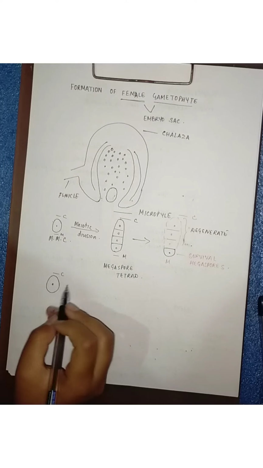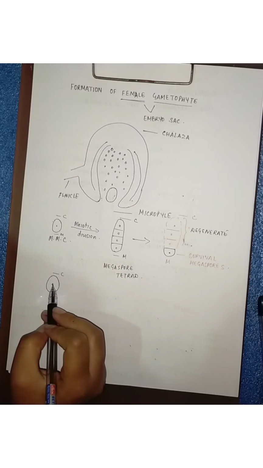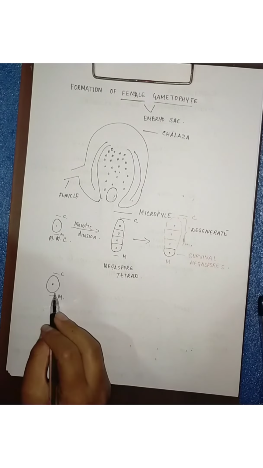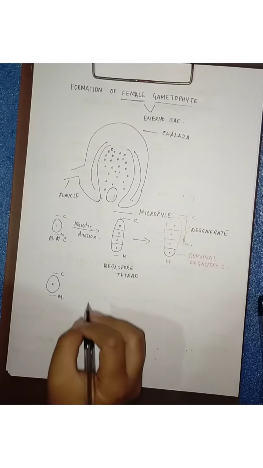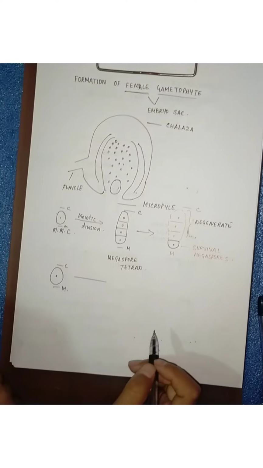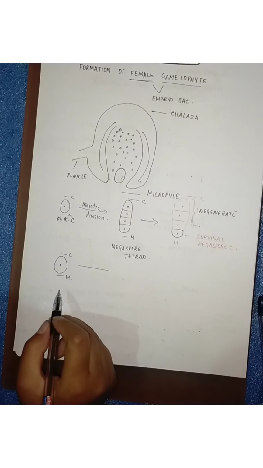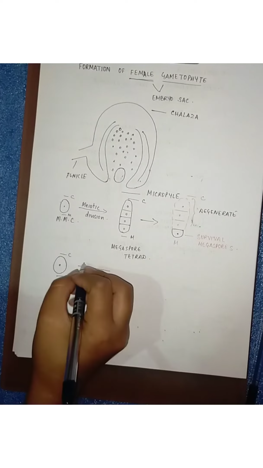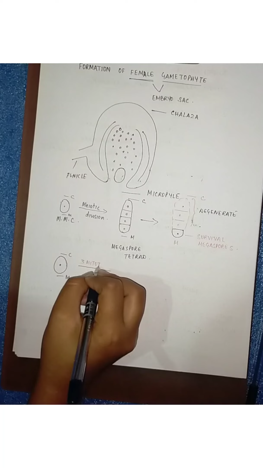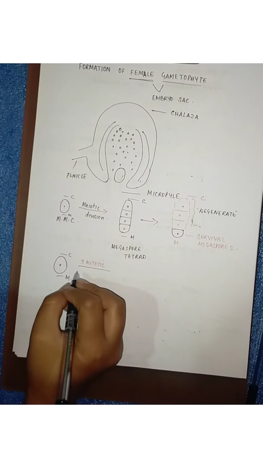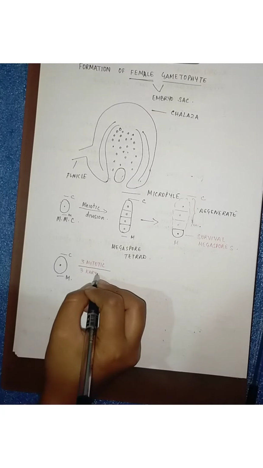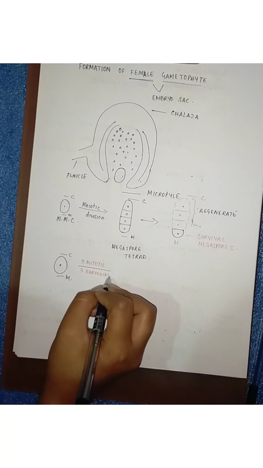We always say the upper region is the chalazal and the lower is the micropyle. So this surviving megaspore cell will undergo three mitotic divisions, or three karyokinesis.